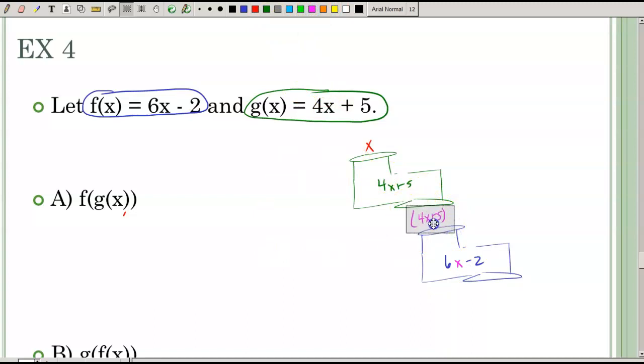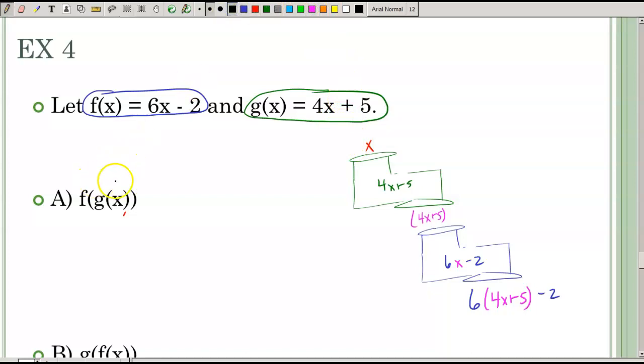This 4x plus 5 would be substituted into this x value right here. So what would come out is 6 times 4x plus 5, and then minus 2. So it's almost just like substitution that you've done in chapter 2 or chapter 3. We're taking one function, or one expression basically, and plugging it into the other x for that. Kind of like when we did substitution when we solved systems of equations.